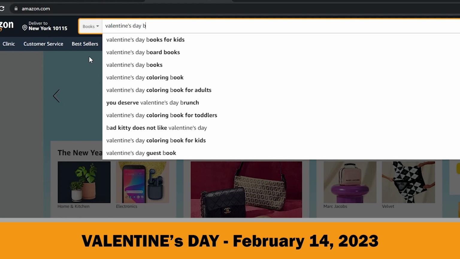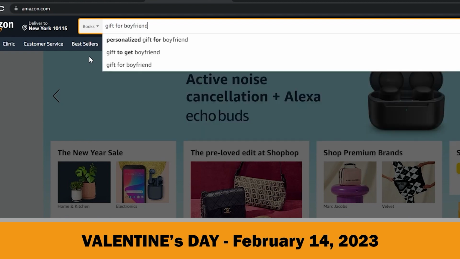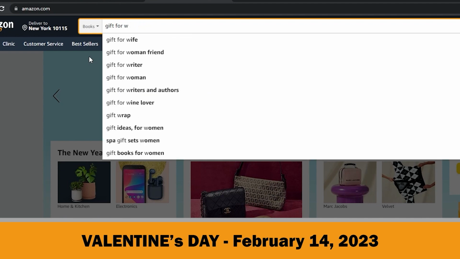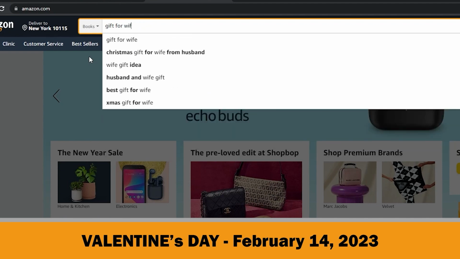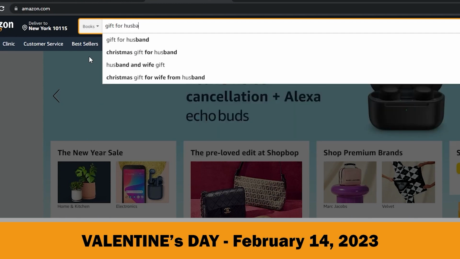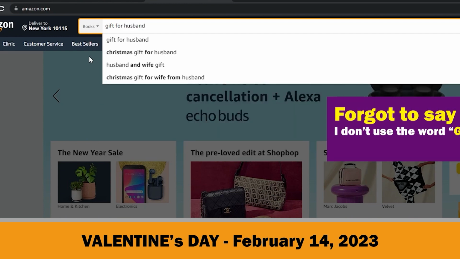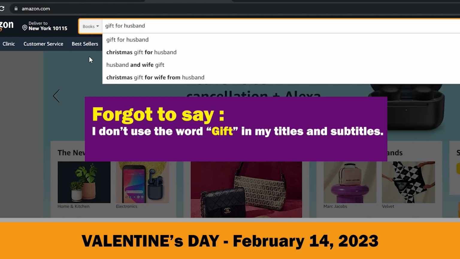In addition to research with the keyword Valentine's Day, you can type on the Amazon search bar gift for boyfriend, gift for wife, or gift for husband, and then check the search results of each of them to see if there is any low content book type that you can create.